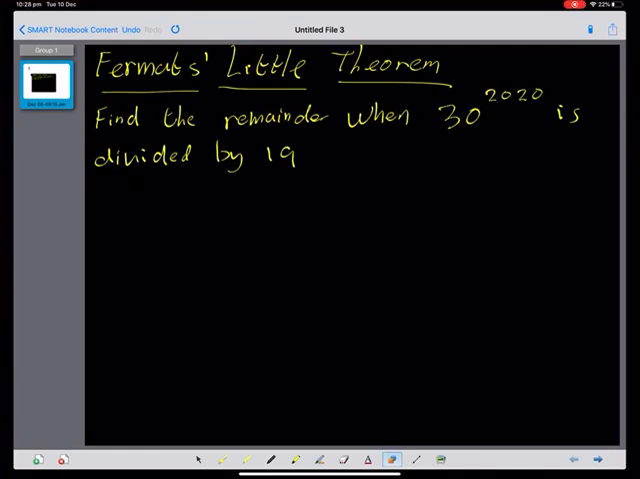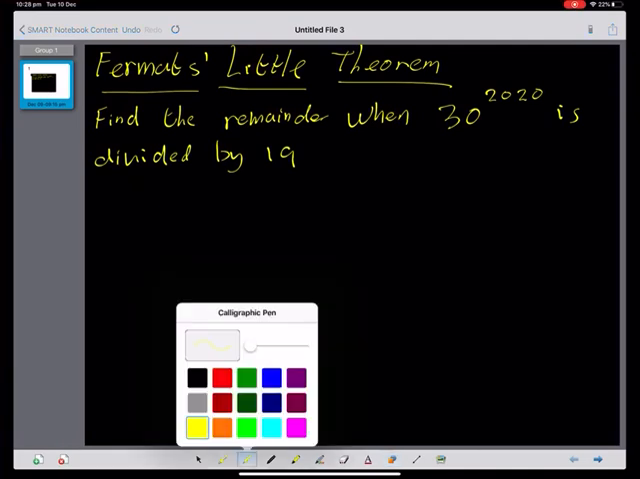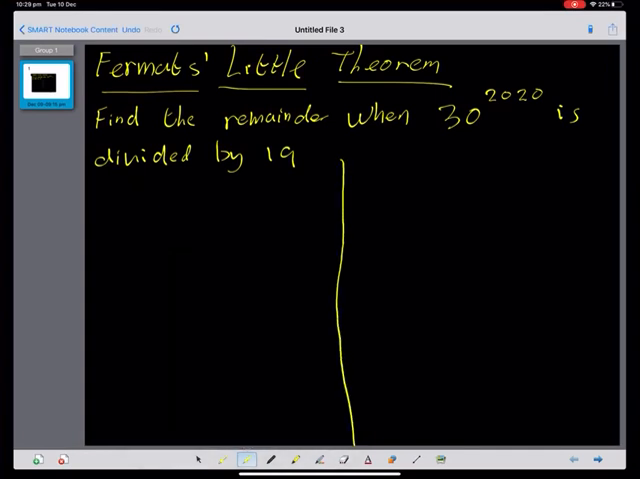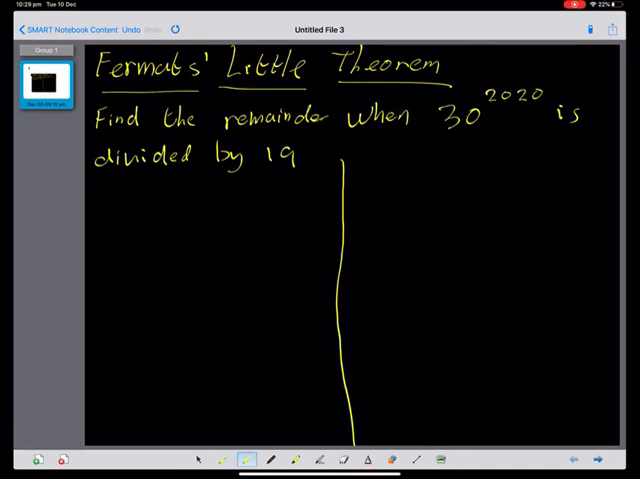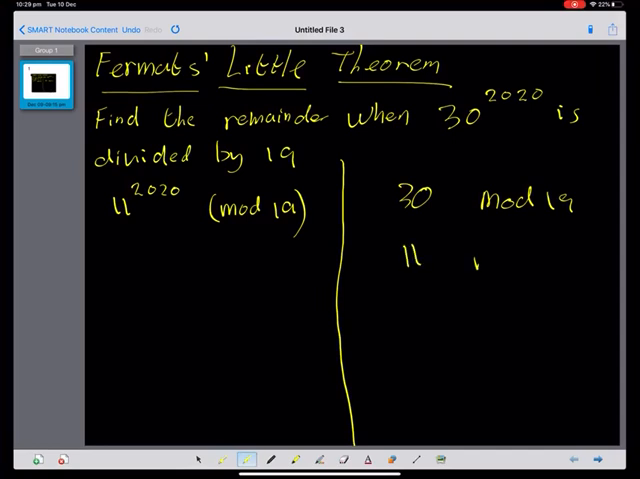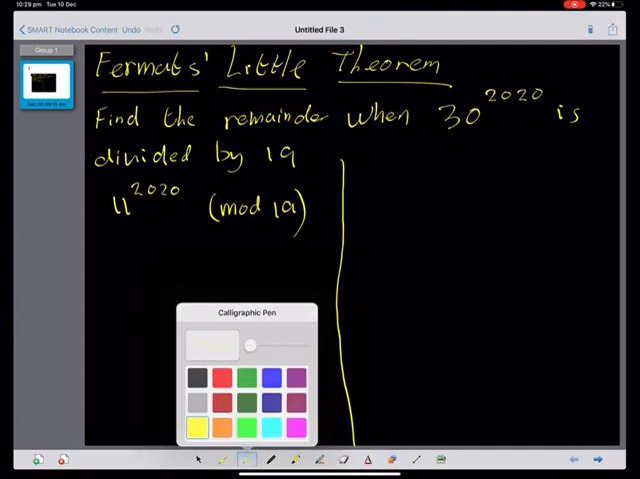Well, the first thing to realise is that 30 does not appear in mod 19. So we can rewrite 30 as 11 to the power of 2020 mod 19. 30 mod 19, if we divide 30 by 19, it goes in once, and we have a remainder of 11. So that is the logic there. So we've reduced our 30 to 11.